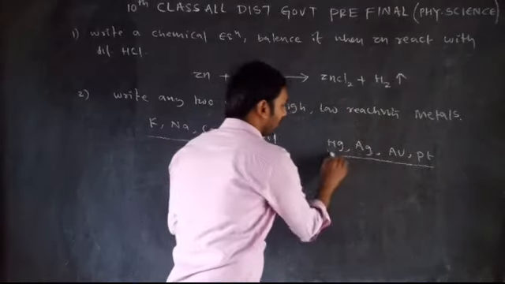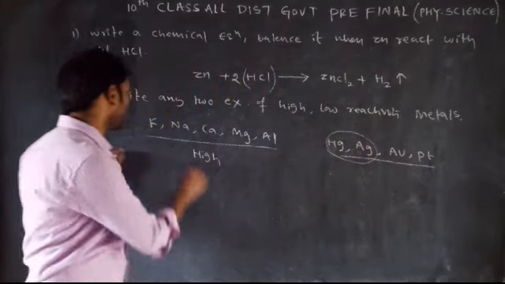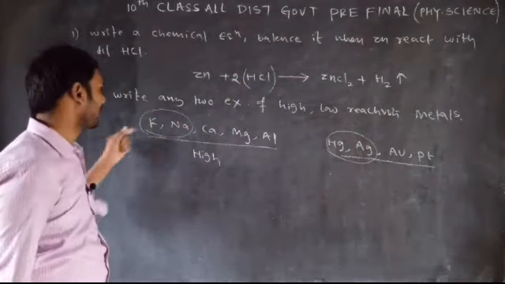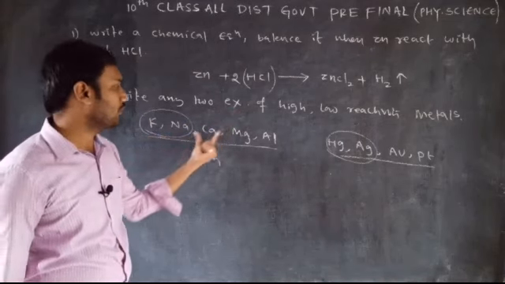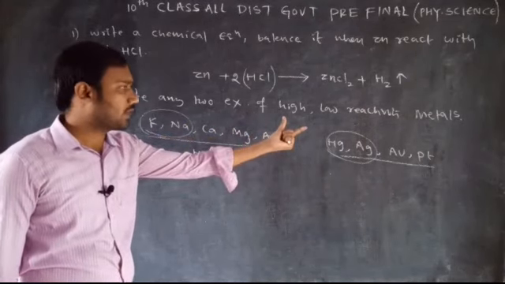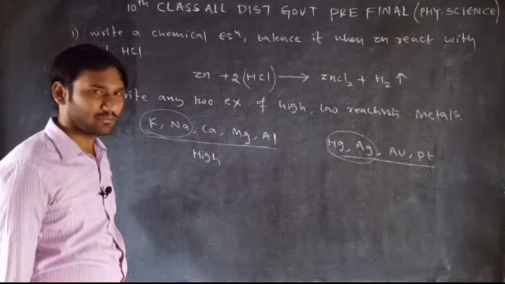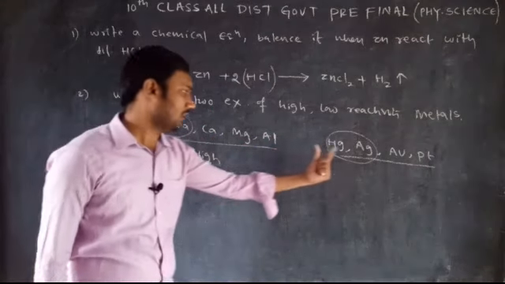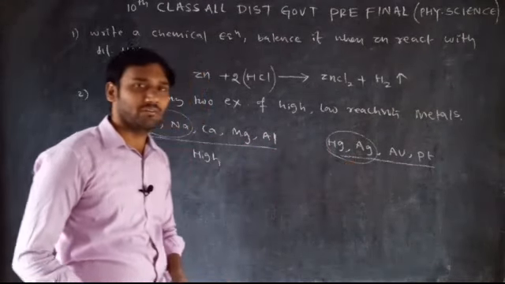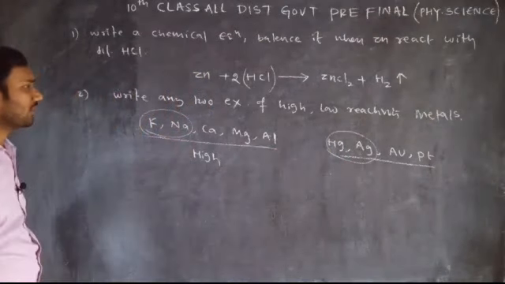Now we can write any 2 examples from here, and from here also any 2 examples. So what is he asking? Write any 2 examples of high reactive metals and any 2 examples of low reactive metals. These are the 2 examples of high reactive metals, and these are the 2 examples of low reactive metals. This is one of the 2 marks questions.